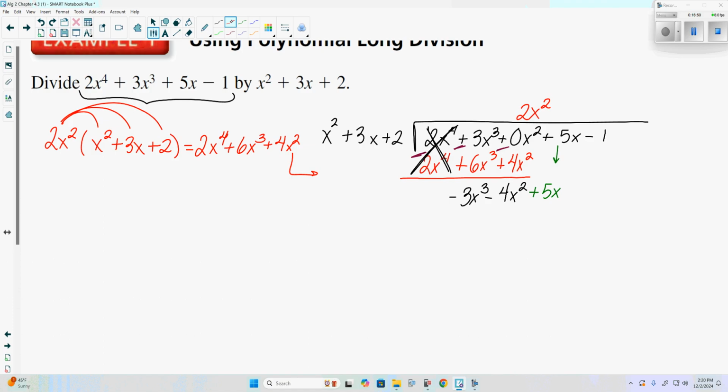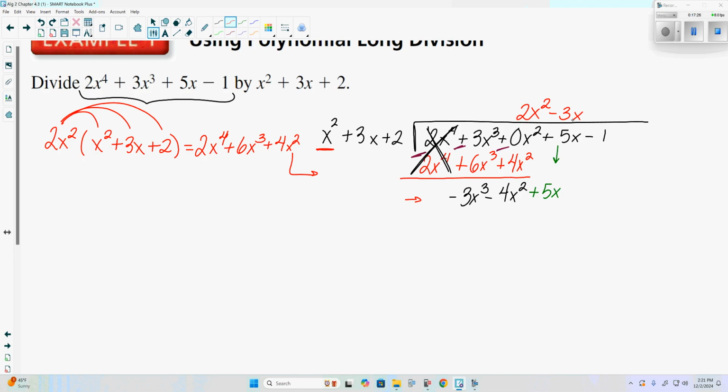Now we need to see what times x squared gives us negative 3x cubed. So we would have a negative 3, because our 1 times negative 3 would give us our negative 3. And what times x squared gives us x cubed? x. Because outside I have 2, inside I need 3. So how many am I missing? 1. So we'd have negative 3x. Questions on how we got the negative 3x?